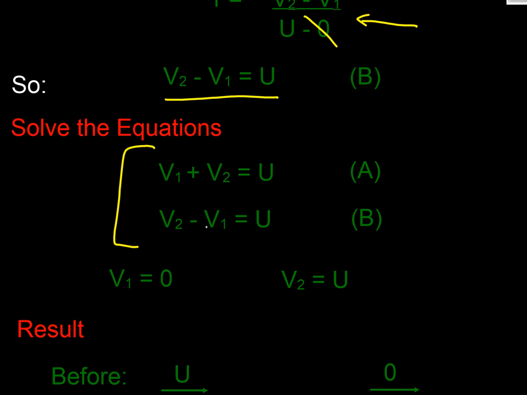If I add those two equations together, I'm going to get 2v2 equals 2u, so I can see v2 equals u. And if I subtracted the bottom one from the top, I'd end up with 2v1 equals 0, because u minus u is 0. So that means that my v1 is 0.